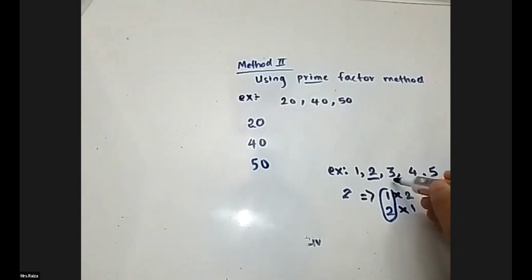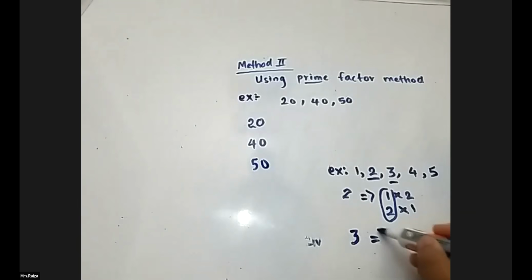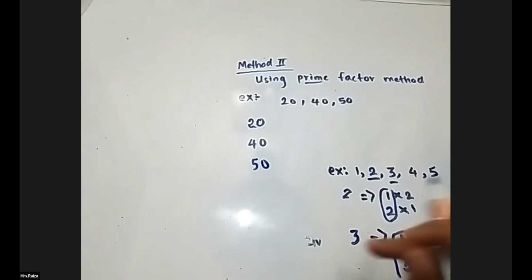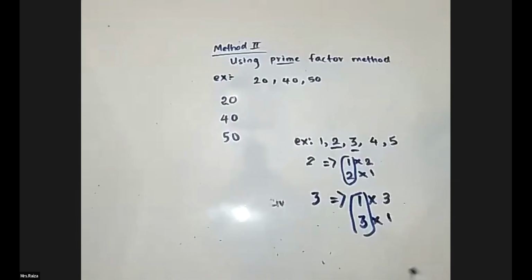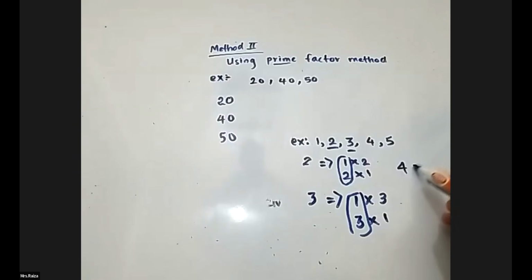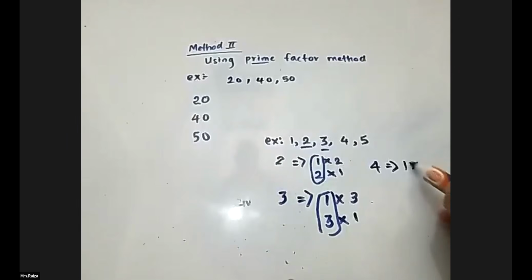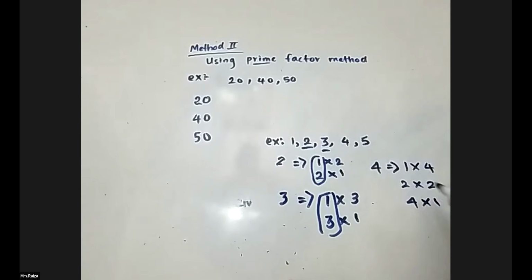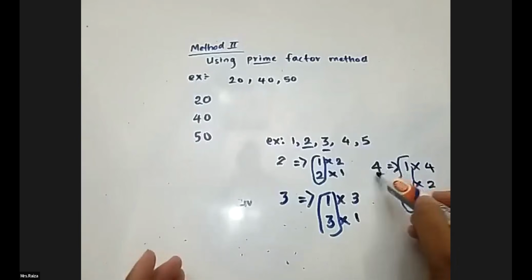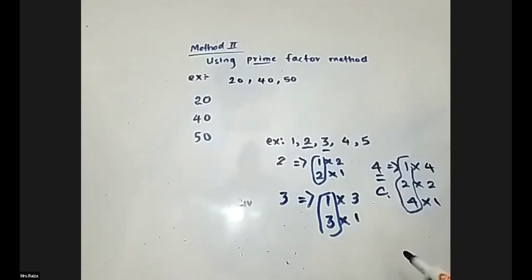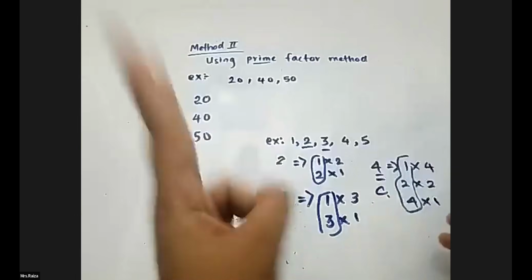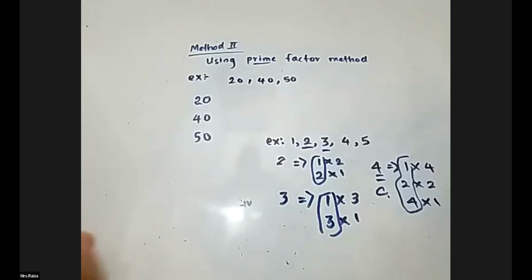But when I come to, let's say, number 3, who can make number 3? 1 into 3 and 3 into 1. Only two of them can make number 3. So this is also a prime number. But when I come to number 4, who can make number 4? 1 into 4, 2 into 2, and 4 into 1. Can you see 3 of the numbers can make number 4? So this is called a composite number. When you have only two factors, we call them a prime number.